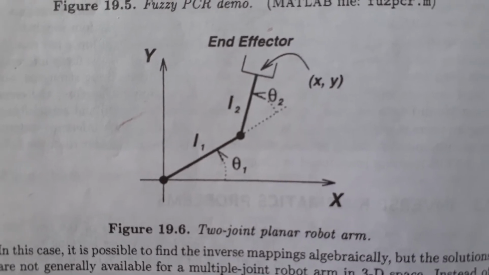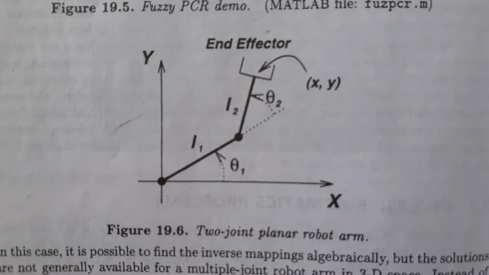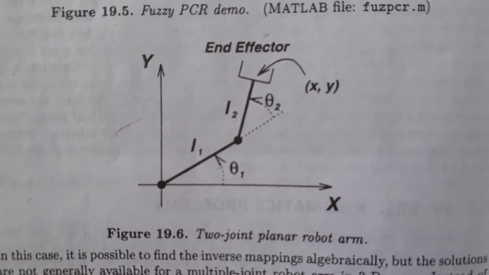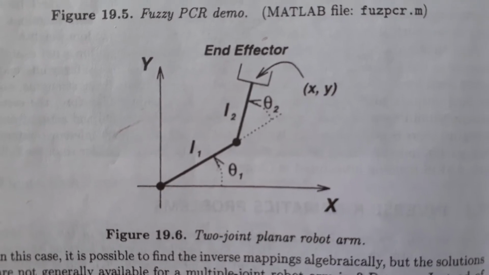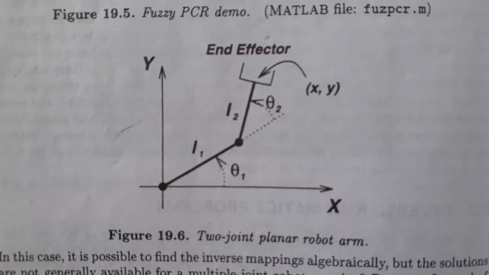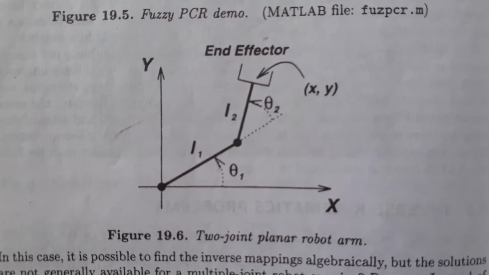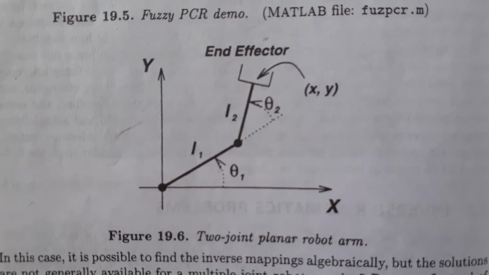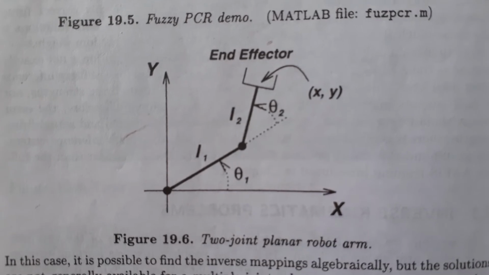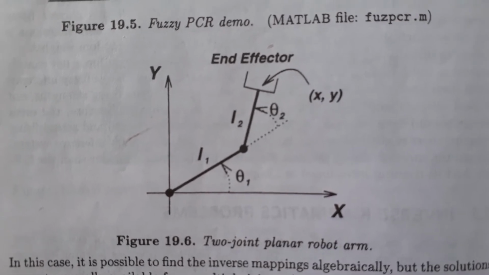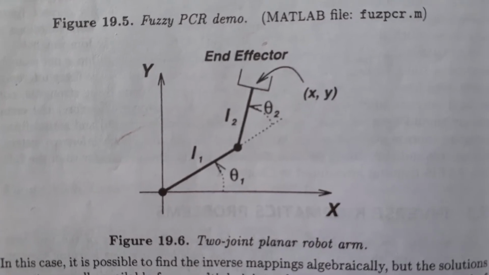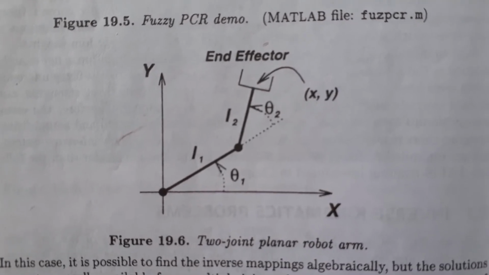The inverse mappings from x, y to theta 1, theta 2 are not as clear. It is possible to find the inverse mappings algebraically, but the solutions are not generally available for a multiple joint robot arm in 3D space. Instead of solving the equations directly, we use two ANFIS systems to learn these inverse mappings.